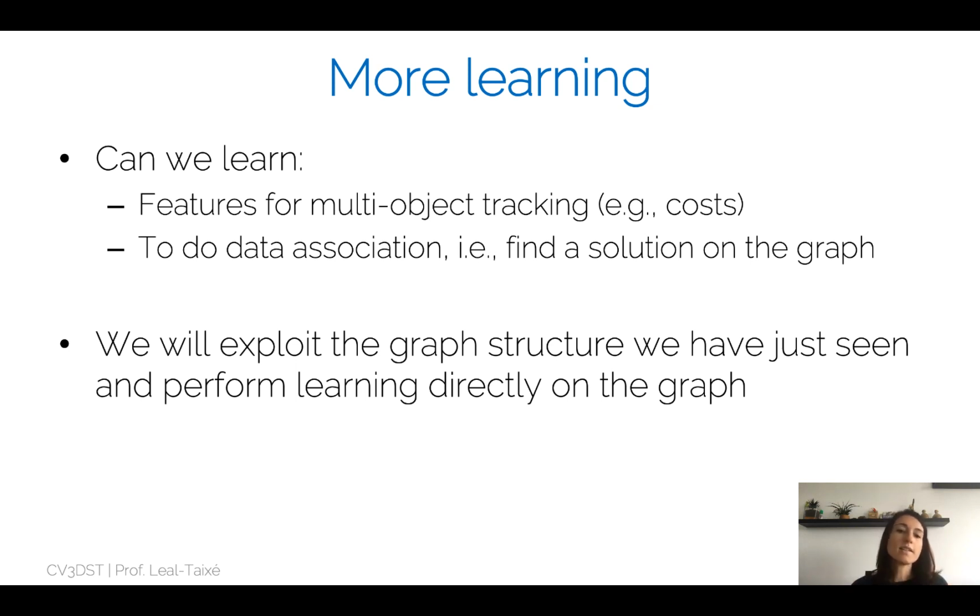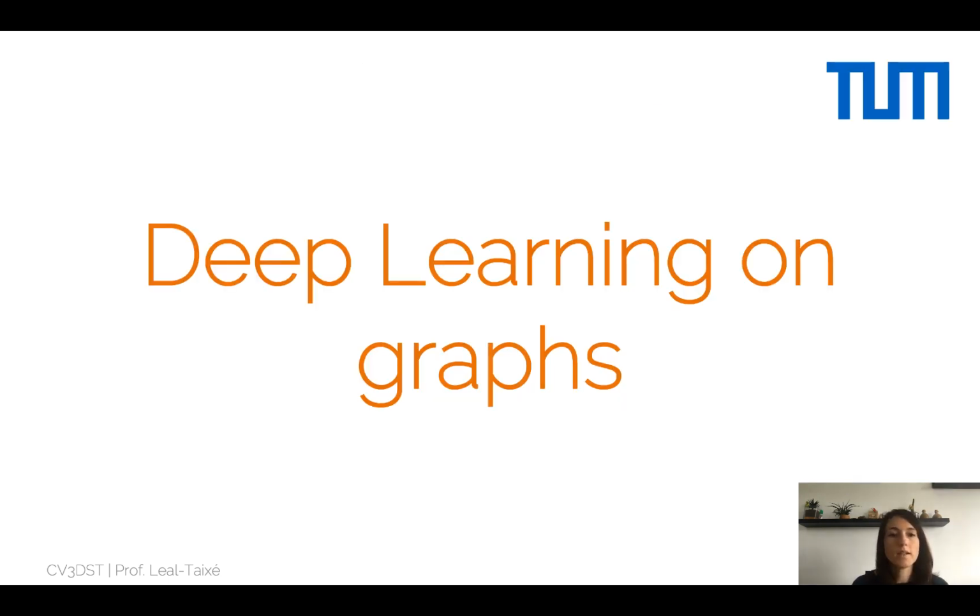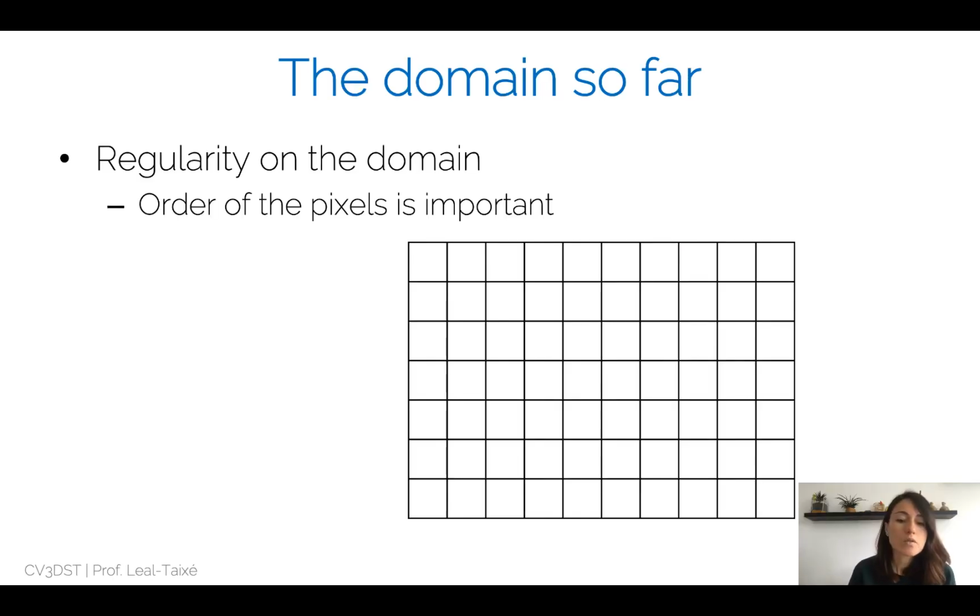So this is what leads us towards deep learning on graphs. The idea is that we're going to move away from the classic domain in which we have been doing deep learning. So far we have worked a lot on images, and this is a very regular domain, right? The order of the pixels is really important. It is important whether you have, for example, the eye and the nose at a certain location or whether the eye is really far away from the nose.